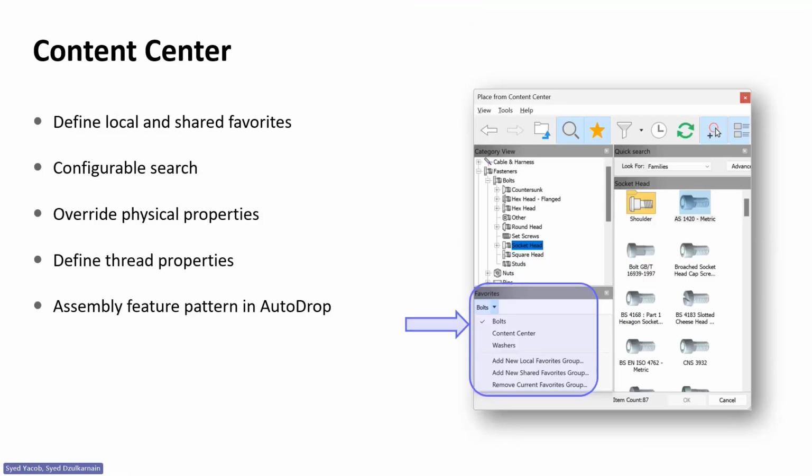And then under content center updates, you can define local and shared favorites of your content center. You can configure your search now. You can also override physical properties. Plus, you can define your own thread properties. Assembly feature pattern in auto drop: previously with auto drop, we were unable to do a pattern, but now we can do a pattern whenever we use auto drop of our content center into the assembly.